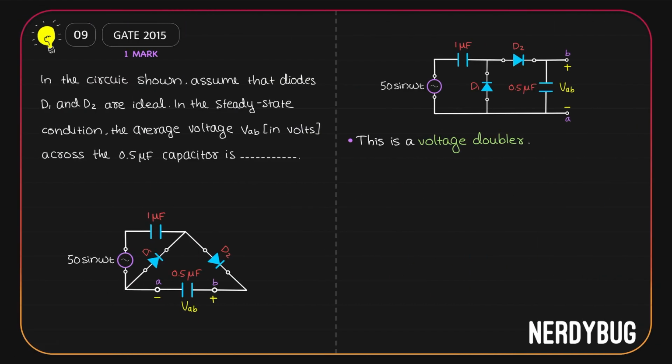Over here in this question, peak value of the input is 50 volt. So at steady state, output VAB will be 2 times 50 or 100 volt. So the final answer is 100.